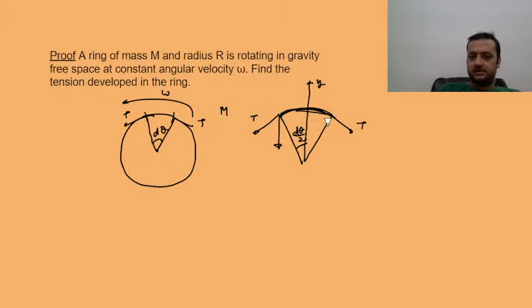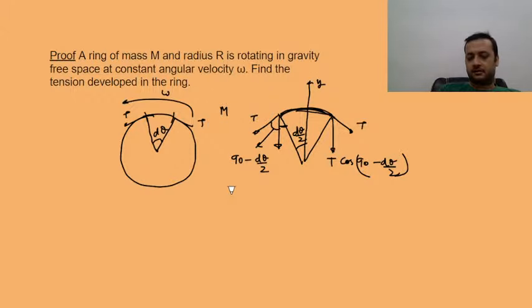So the y component is this. So this angle is d theta by 2. This angle is also d theta by 2. So what is this angle? 90 minus d theta by 2. So the y component of tension comes out to be T cos of 90 minus d theta by 2, and the same will be on this side, T cos of 90 minus d theta by 2.